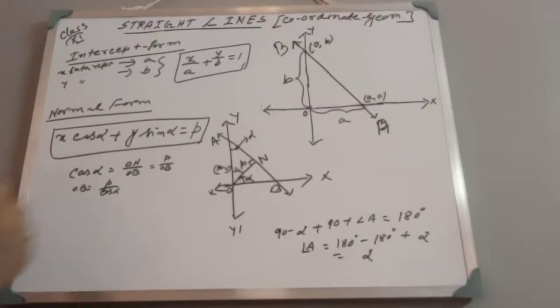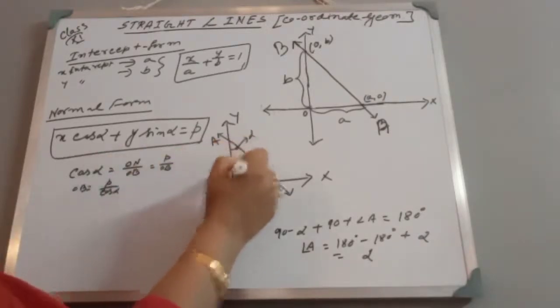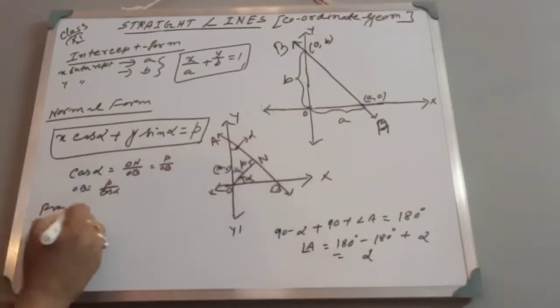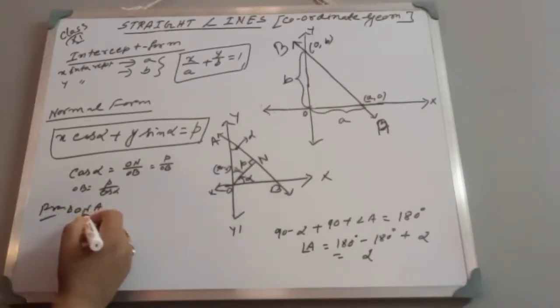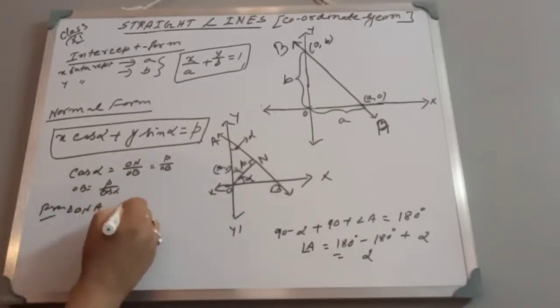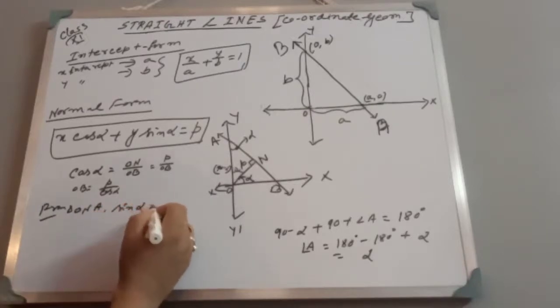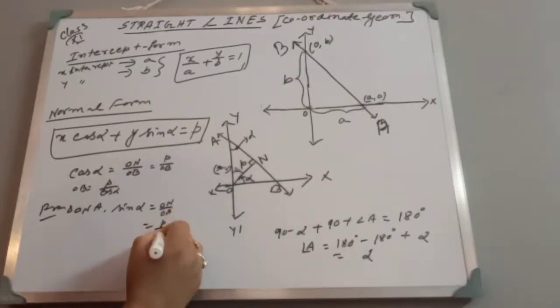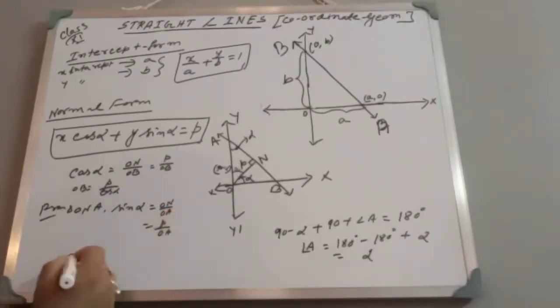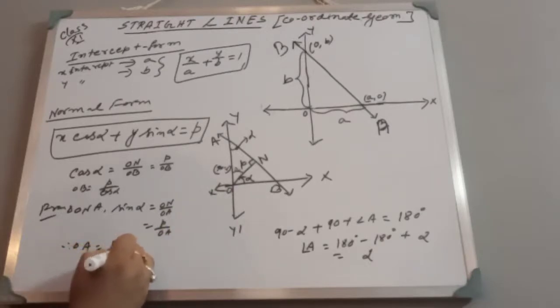Similarly, from triangle ONA, what will we write? From ONA, sin alpha will be ON by OA, that is equal to P by OA. Therefore OA will be P by sin alpha.